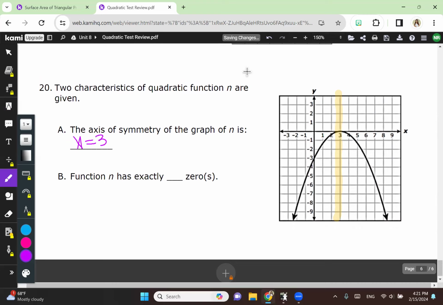The function has how many zeros? How many x-intercepts, or how many times does it touch the x-axis? It only touches one time.